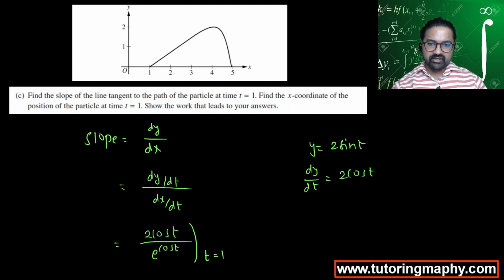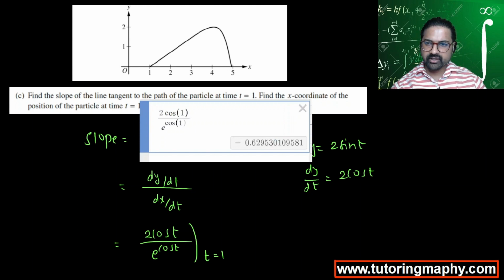So let me plug this in. 2 cos 1. Once again, please make sure that your calculator is in radian mode, otherwise you're going to get an incorrect answer. So I'm getting 0.62. Okay, I'm going to pull this up in front of you. Okay, this is what I'm getting.